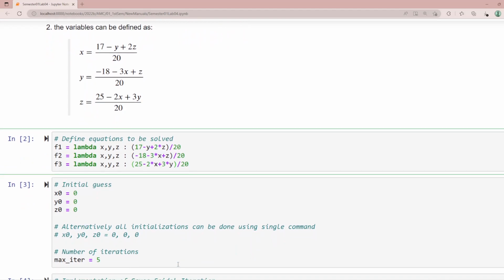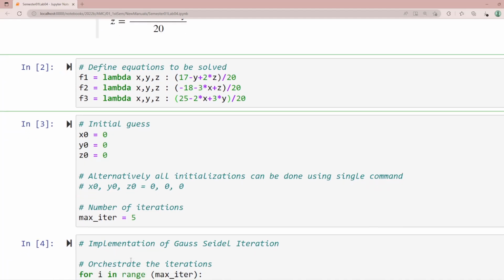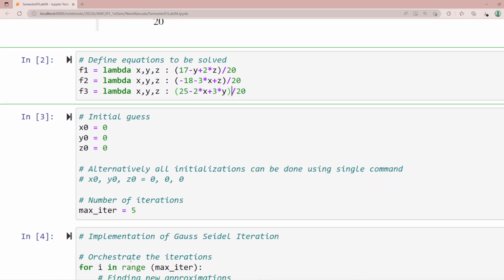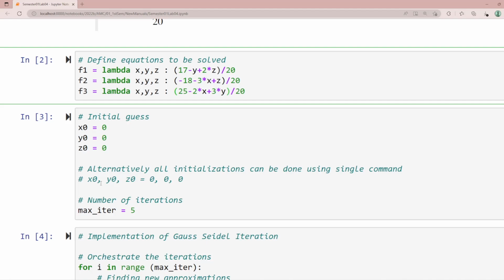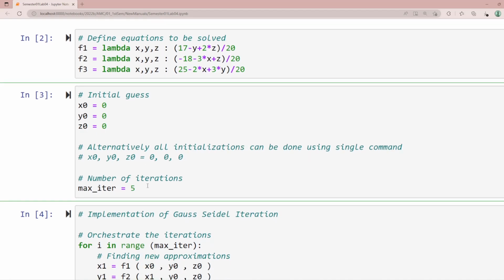Then we define what the initial guess is and the number of iterations. The initial guess would be 0, 0, 0. You can start with any other initial guess. So there is an alternate method of making the initialization using a single command. We can just write x0, y0, z0 is equal to 0, 0, 0. So maybe while solving a second problem, you can ask the students to execute a command like this. And also the maximum number of iterations is 5, which is given in the question.